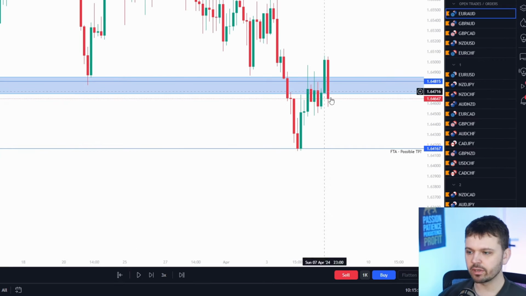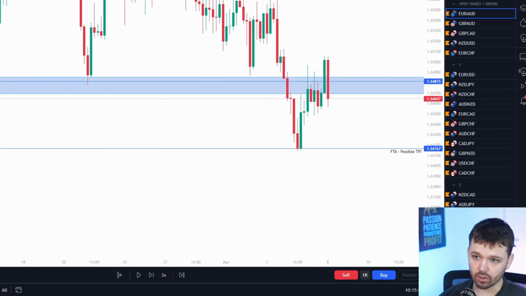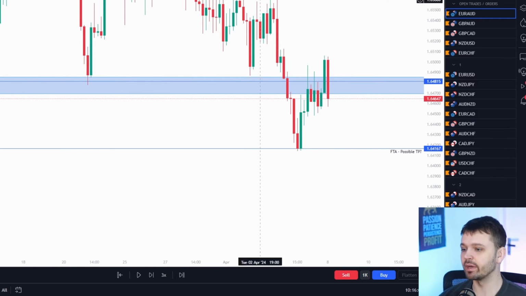We now had that confirmation on the 4 hour. It looks like price wants to move lower. Now let's make our way into the lower time frames to see if we can find a low time frame entry for this trade right here. And we're going to be using the FTA as our target.